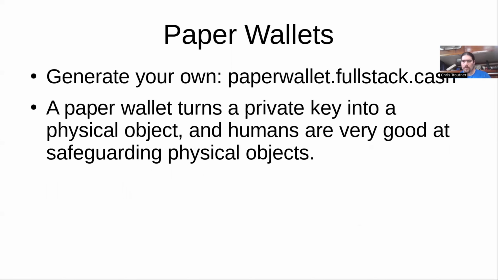So before I get to the code, let me talk about paper wallets, because I find these things to be incredibly useful, particularly for onboarding crypto curious people. So I have a web app that I've built, paperwallet.fullstack.cash. You can go to it and it'll generate a new paper wallet every time. This is a key pair, a private key, and a public address. And it also does a Simple Ledger address if you want to store SLP tokens on the paper wallet, but it also works with just Bitcoin Cash. A paper wallet turns a private key, or really a key pair, into a physical object. And that's why I find them so useful, because humans are very intuitive and very good at safeguarding physical objects.